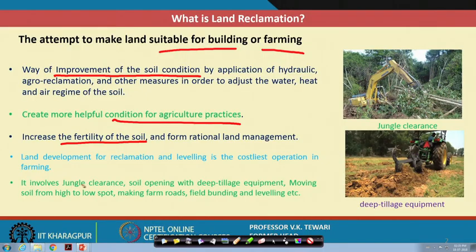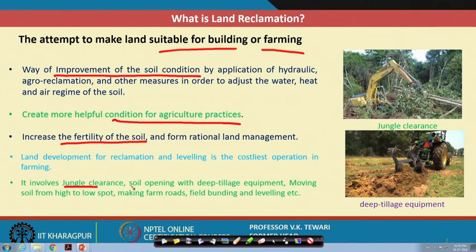So what are the things involved? You would like to clear the jungle, the bushes, etc. Then soil opening with deep tillage equipment. If you have the soil to be opened, or you would like proper drainage, or you would like the soil to be open at a certain depth, so that the whole layer of the soil is open, then we can know what the fertility is, or what the nutrient content will be. So we would like to do that.